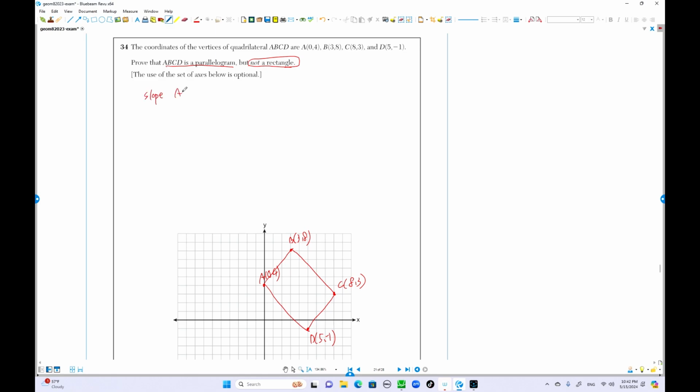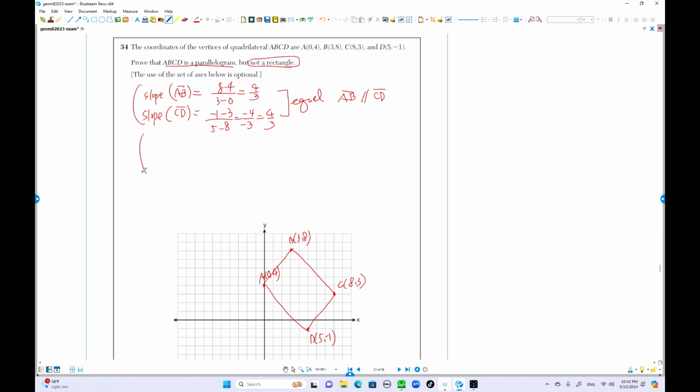Slope of AB first. Slope of AB, how much? 8 minus 4 over 3 minus 0, okay? That is 4 over 3. So the slope of the opposite side CD: minus 1 minus 3 over 5 minus 8. That is negative 4 over negative 3, 4 over 3, right? They are equal. So AB is parallel to CD, right?